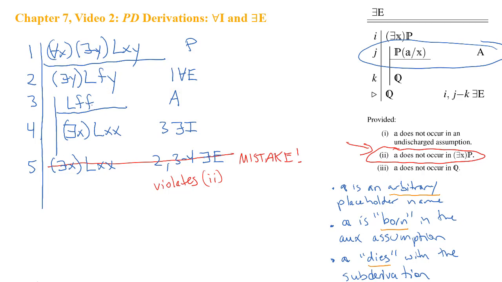Note that had we chosen something different here, say B, we would avoid violating restriction 2, but we wouldn't be able to get to some x Lxx because the B would have to stay there. Or if we did it the other way, the F would have to stay there. That is, there's no way, if we do things correctly, to get to some x Lxx because you would have two different constants here.